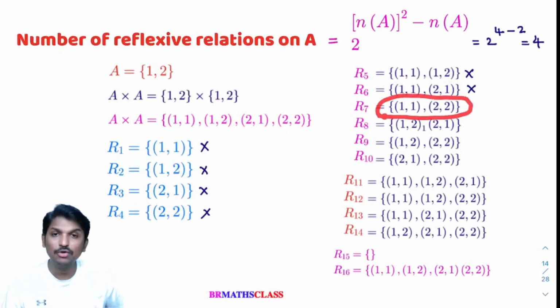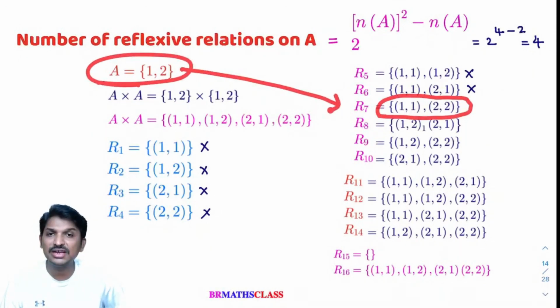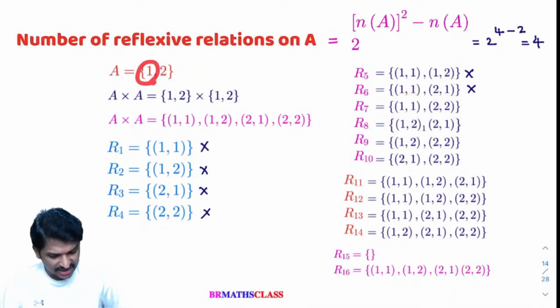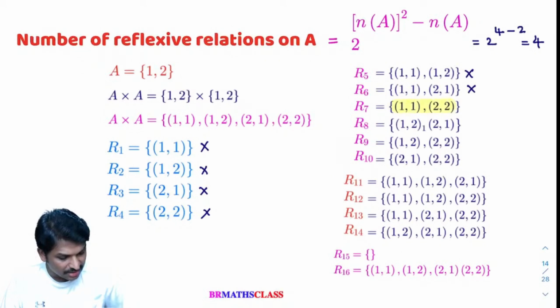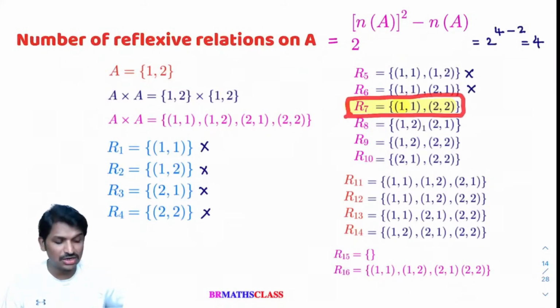Observe this one: 1, 1, 2 comma 2. Is it a reflexive relation? For every x belongs to A, does x comma x belong to the relation? Yes. 1 is in set A, and the ordered pair 1 comma 1 is in this relation. I'll mark this one R7. You take 1 in set A, the ordered pair 1 comma 1 is in the relation. You take 2 in set A, the ordered pair 2 comma 2 belongs to the relation. So R7 is a reflexive relation. That's why I marked it here. You can see R7, the yellow colored one, is a reflexive relation. Like that, how many reflexive relations must you get? You must get 4 reflexive relations.